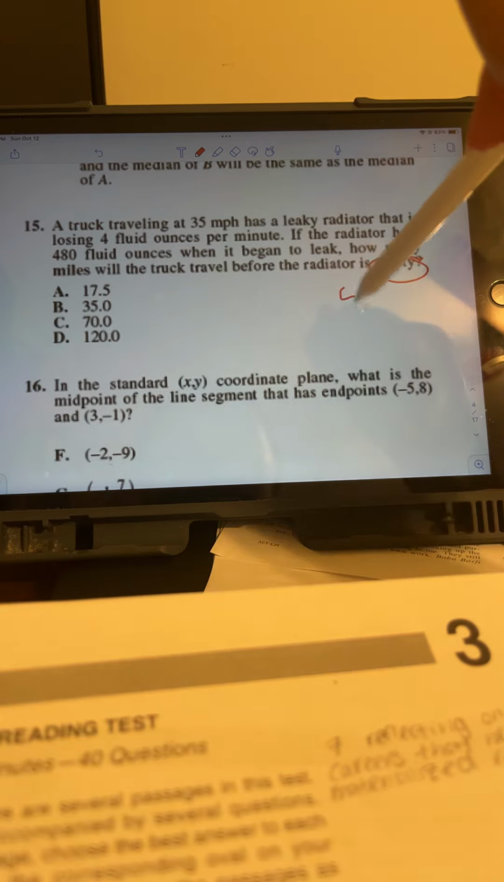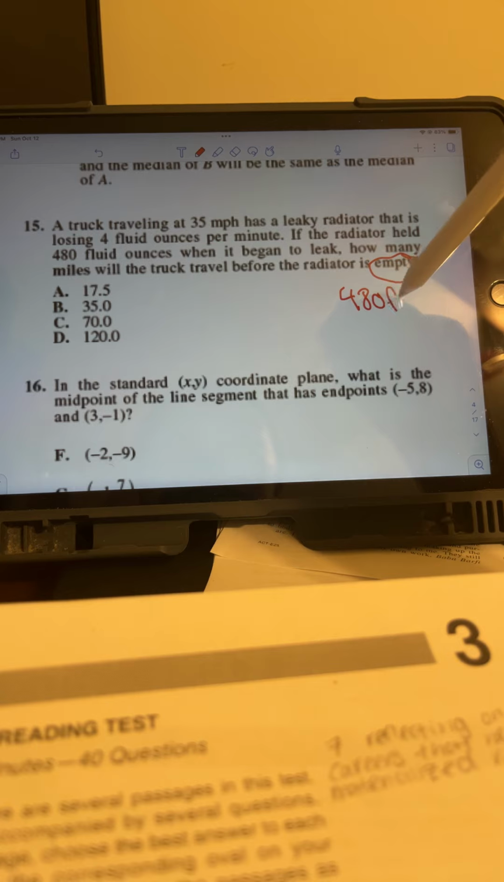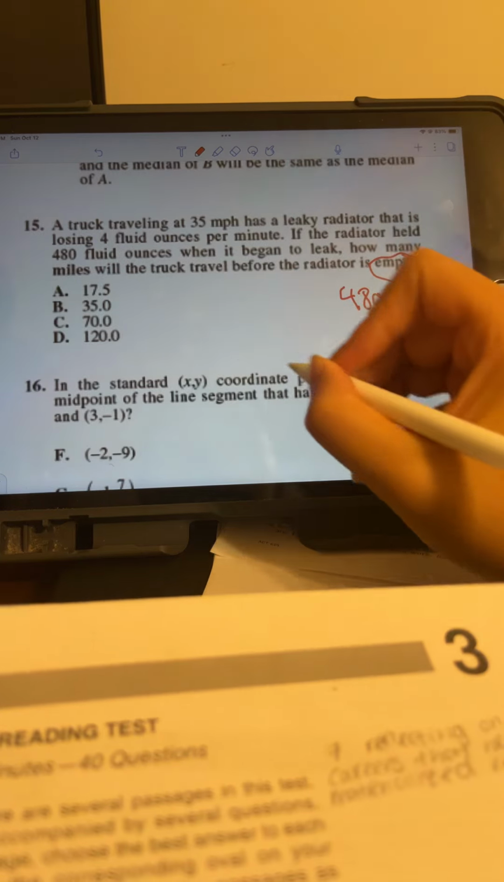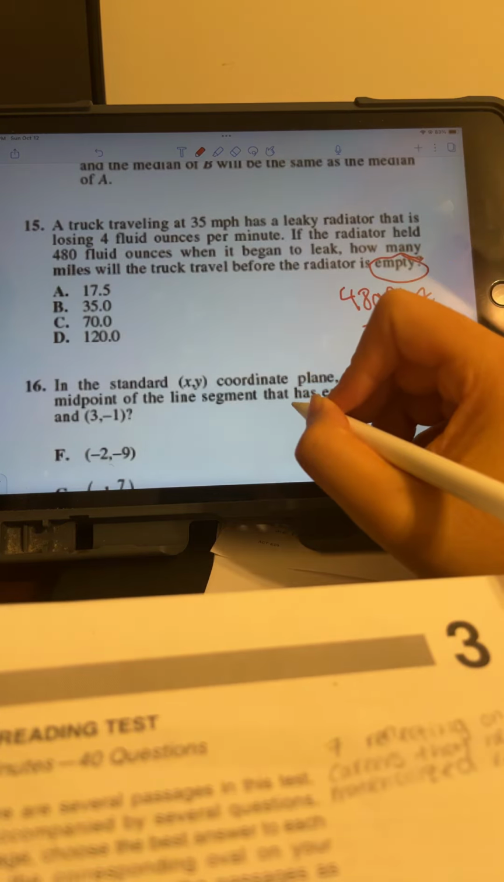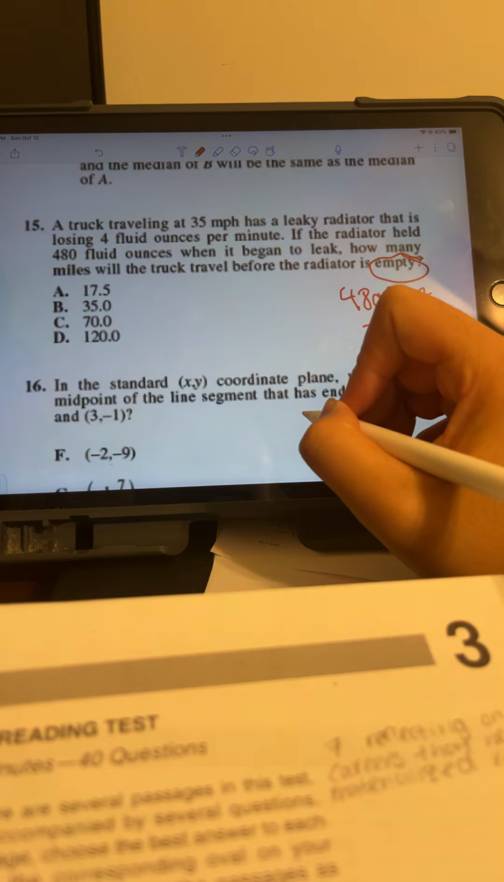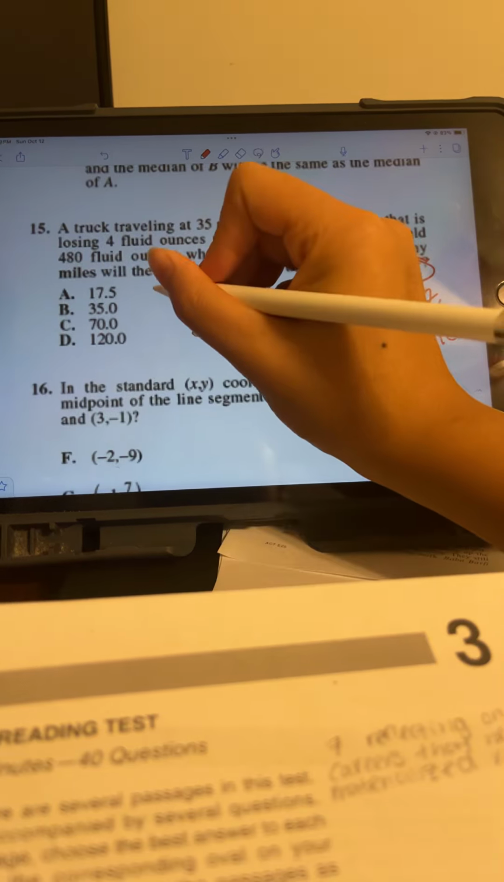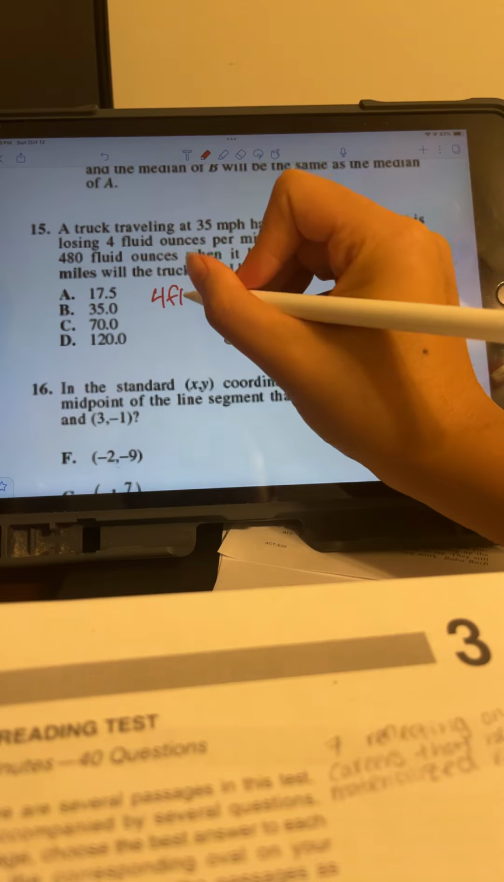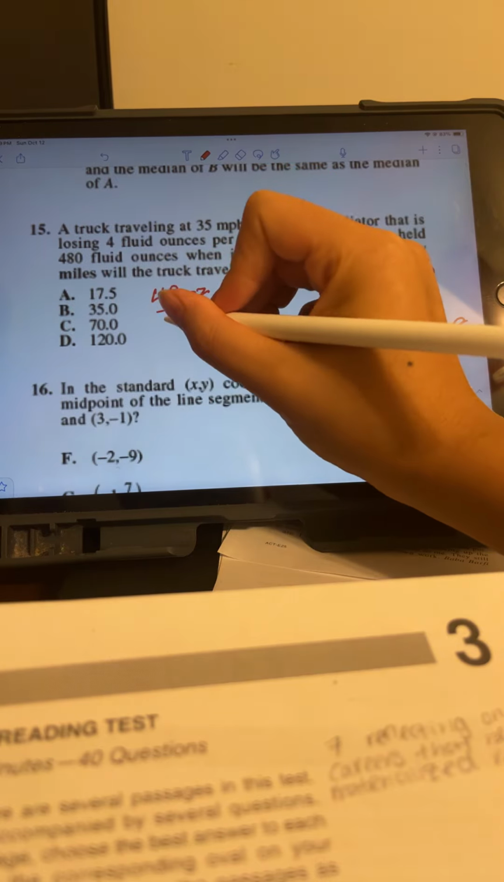So we want to get from 480 fluid ounces to 0. So let's look at the rate it is changing, because that is what's going to get it to become empty, right? So 4 fluid ounces per minute.